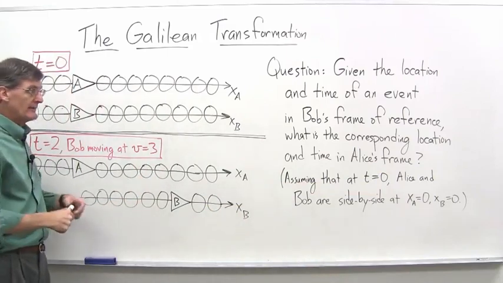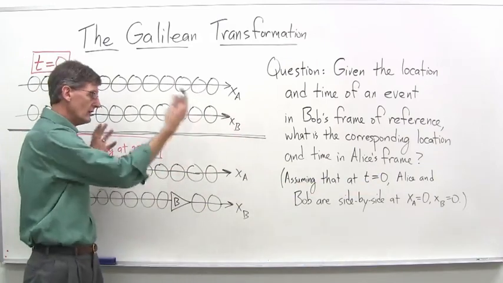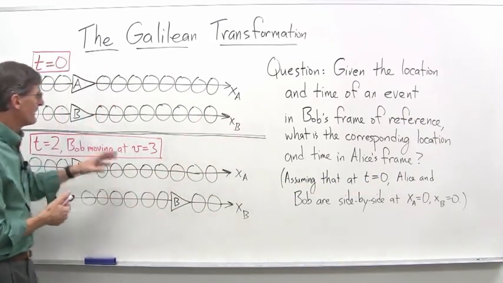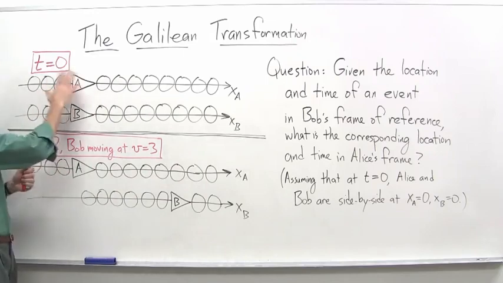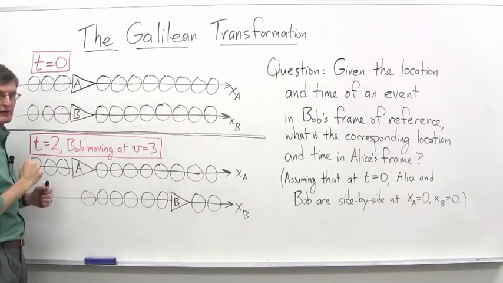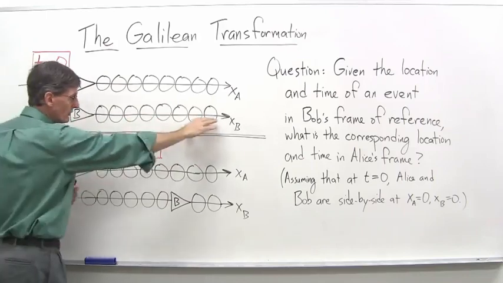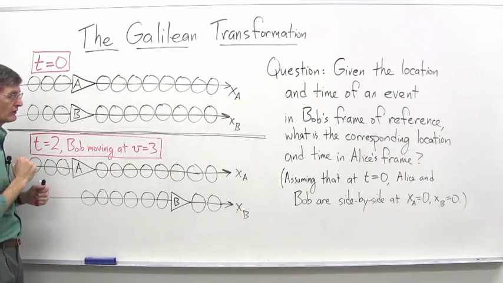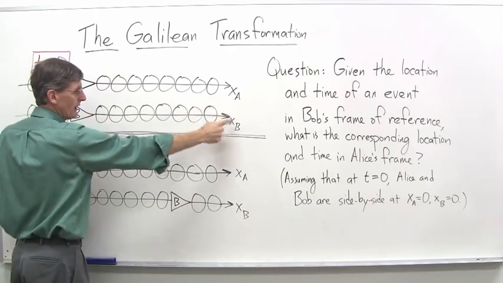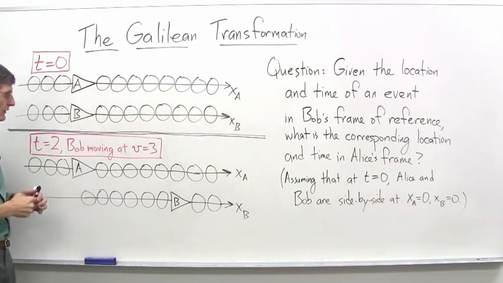We'd like to ideally have a little equation that we can plug numbers into so we don't have to go through the analysis every time. So here's the situation at t equals 0. Here's Alice and her lattice of clocks, all synchronized. Here's Bob in his spaceship with his lattice of clocks, all synchronized. So the xa axis, the xb axis. Again, they measure position any place along there.